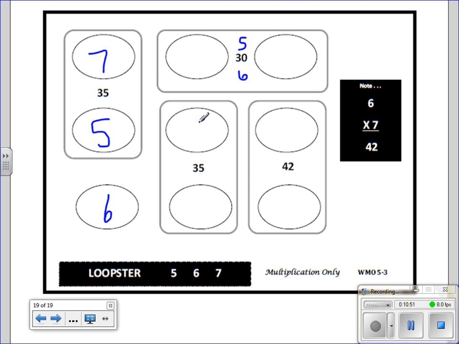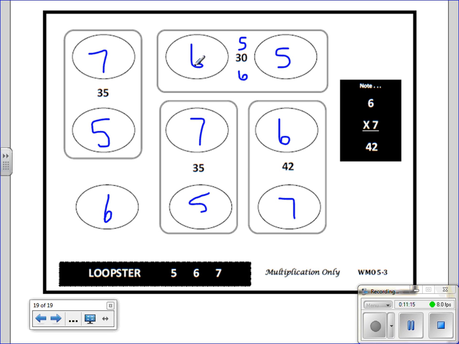Now, can this one be a 5? Well, let's look sideways. No, it can't be a 5. So that's got to be the 7. That's got to be the 5. In my bottom row, I've used my 6 and a 5. So this has got to be my 7. 7 times 6, 42. Up here, it's 5 and 6. But in my last column, I've already used up my 7 and 6. So that's got to be the 5. And that's got to be a 6.